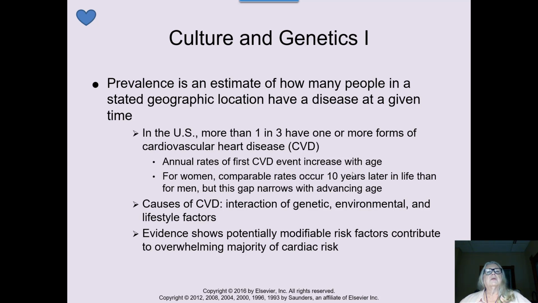Culture and genetics also influence the cardiac system, and more than 1 in 3 have some form of cardiac disease in our country. That's been the leading cause of death for men and women for many years. One of the interesting things is women do not have as many cardiac issues going on until after they've reached menopause. And then once that occurs, they kind of catch up with men.